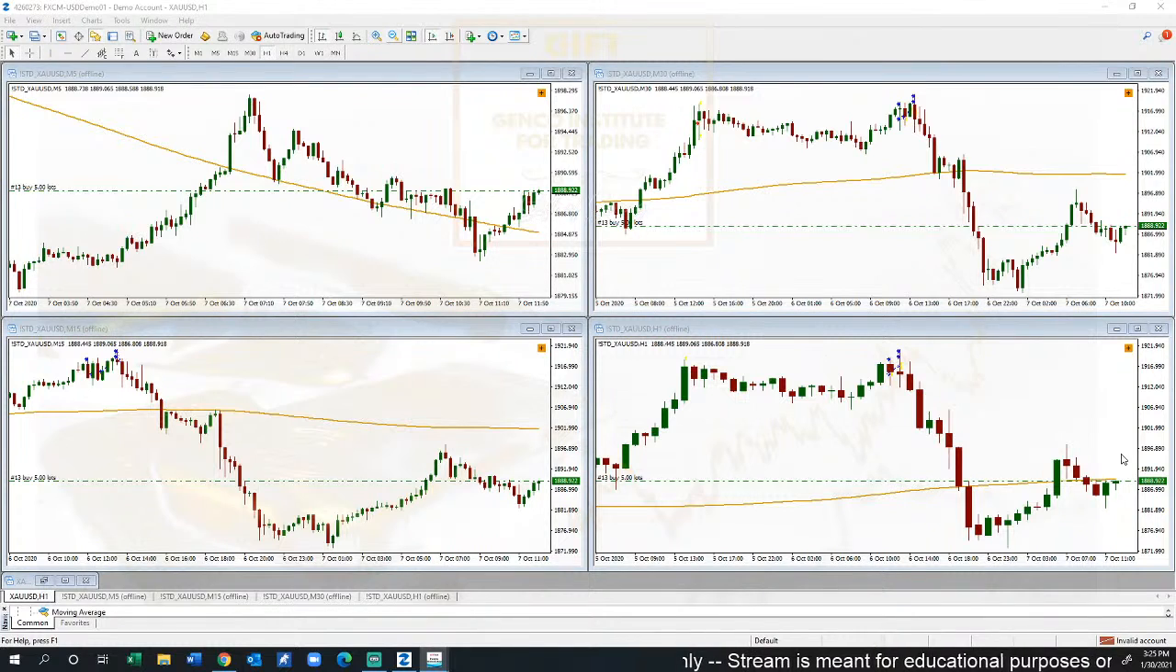You have a nice little push up too, but we'll see if it happens. I'm liking the range on the 30-minute. I'm liking the push up. Sells below 1885. Yeah, I agree with those sells below 1885 for sure. I think it hits like 1982.